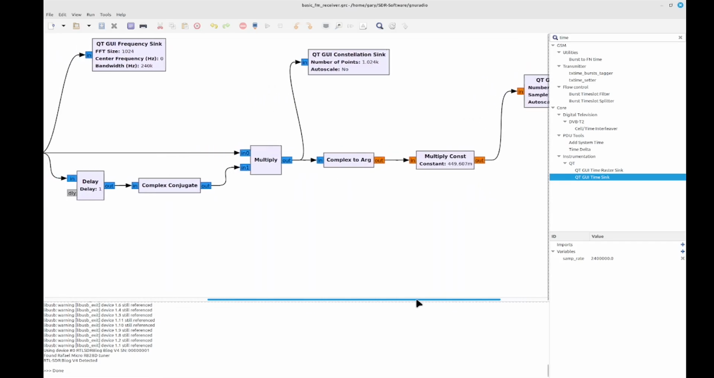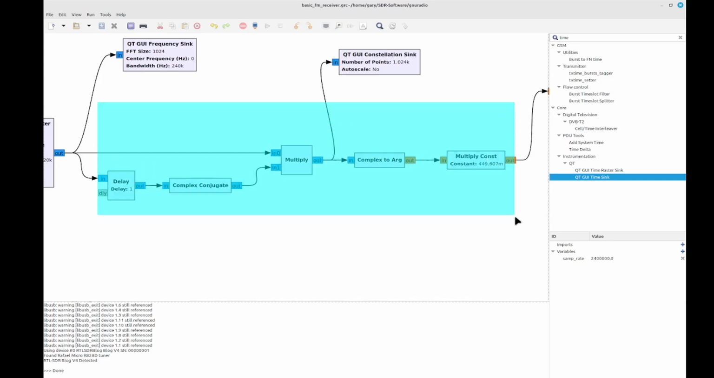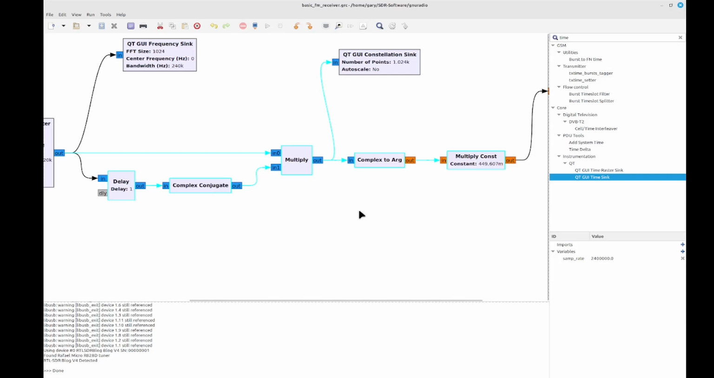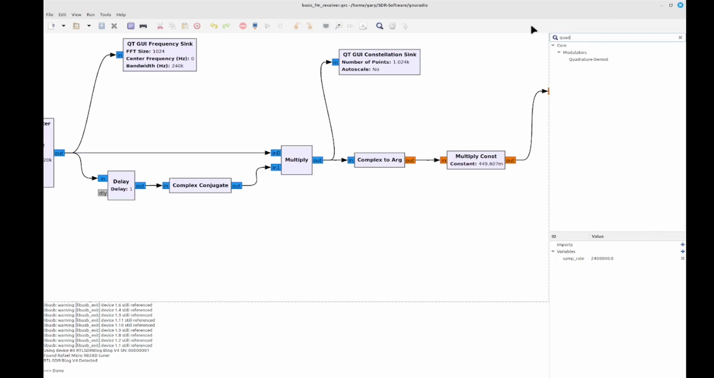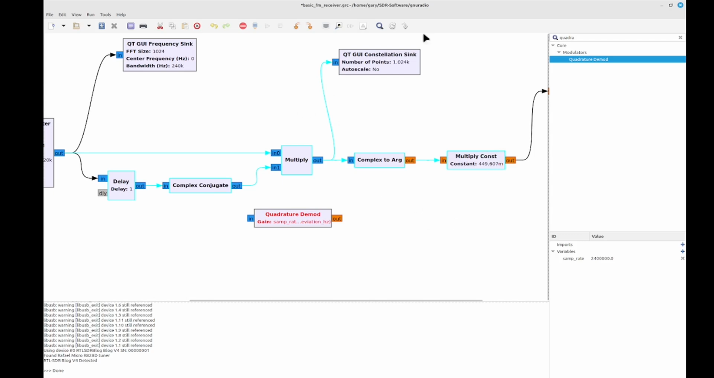And what I just created here, from this block all the way over to this block here, from the delay, complex conjugate, multiply, the complex to arg, and the multiply constant block, is actually contained in one block in GNU Radio. And that particular block is called a Quadrature Demod block. This is the exact same thing as these 5 blocks right here, and exactly the way I have it set up. And I can show that.